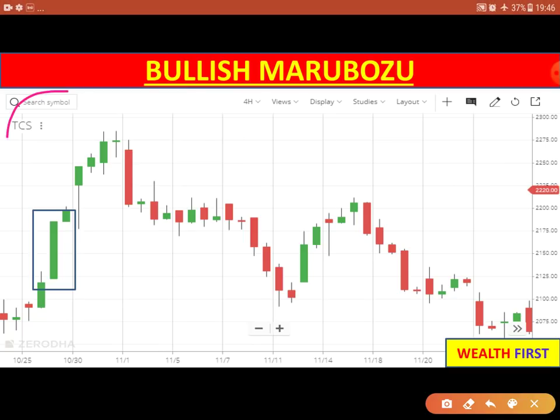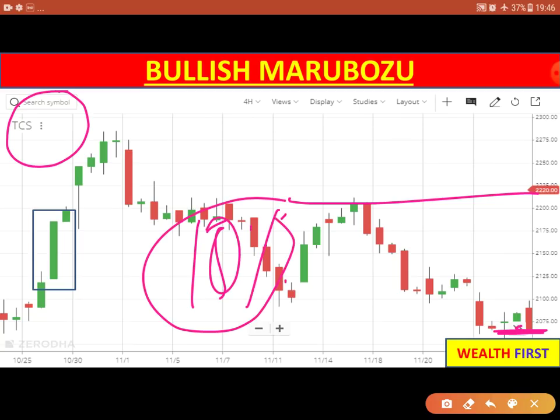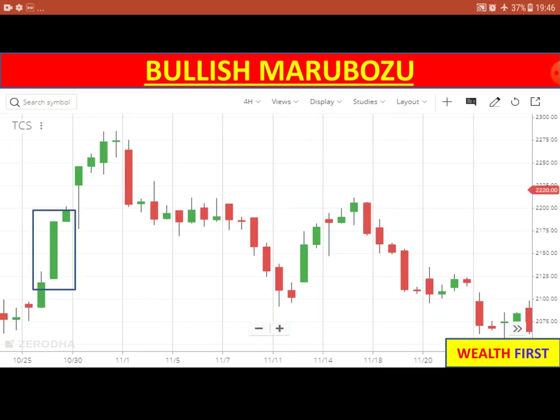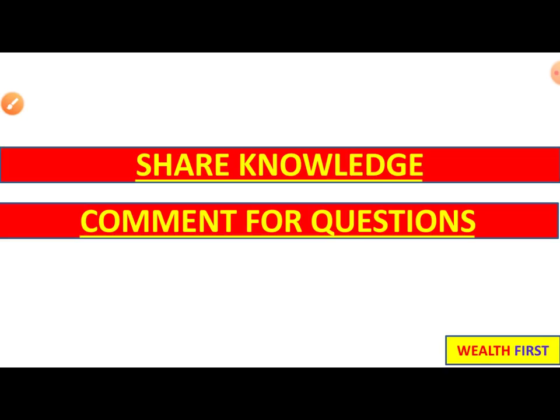This is TCS, the number one IT company of India, which has fallen from almost 2210 levels to almost 2075 levels, which gives close to 10% returns in 1, 2, 3, 4, 5, 6, 7, 8, 9, 10, 11, 12, 13 days. It gives me 10% profit. That's what the bullish and bearish marubozu happen to be.